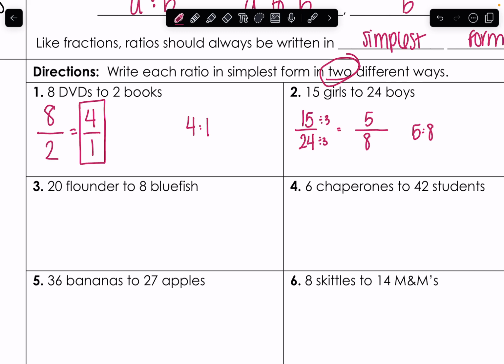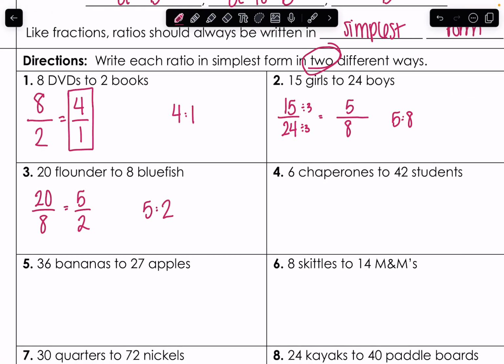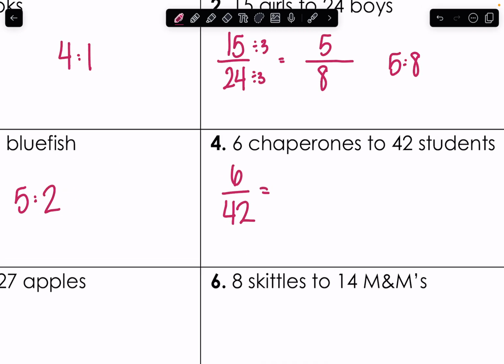Okay, number 3, we have 20 flounder to 8 bluefish. So 20 over 8. And 4 goes into both of those numbers. 20 divided by 4 is 5. 8 divided by 4 is 2. So we can also say 5 to 2. And number 4, we have 6 chaperones to 42 students. So 6 over 42. So when I reduce here, 6 goes into both of those numbers. It goes into 6 and it goes into 42. So 1 over 7 or 1 to 7. Again, I'm dividing 6 divided by 6, which is 1. 42 divided by 6, which is 7.